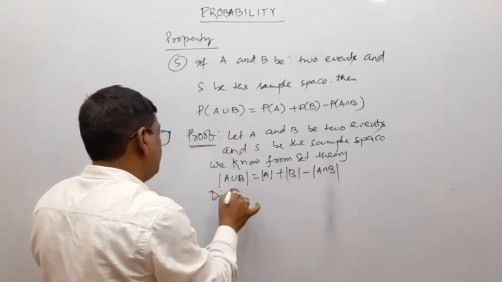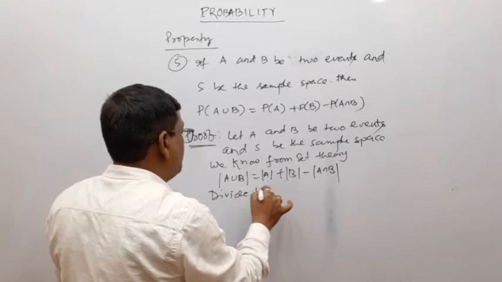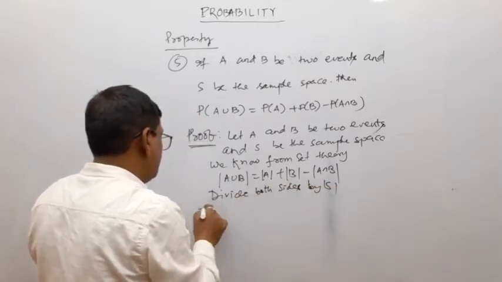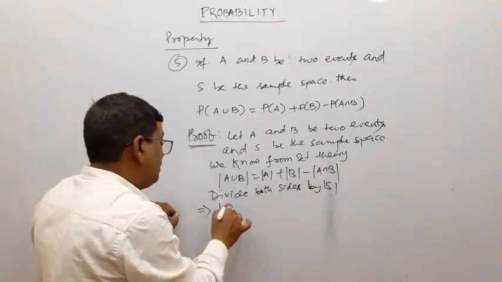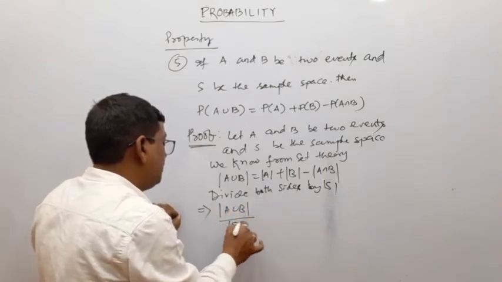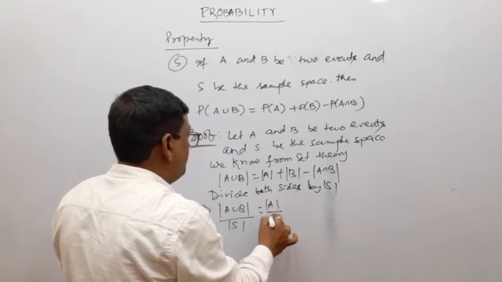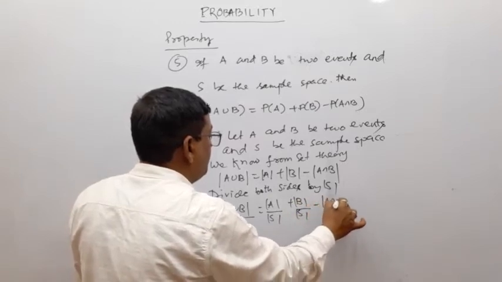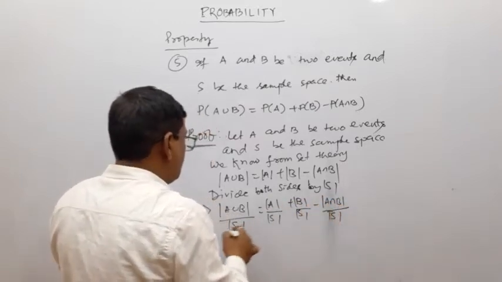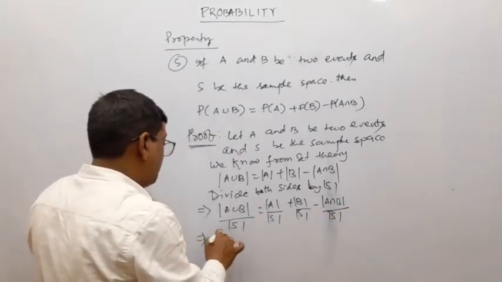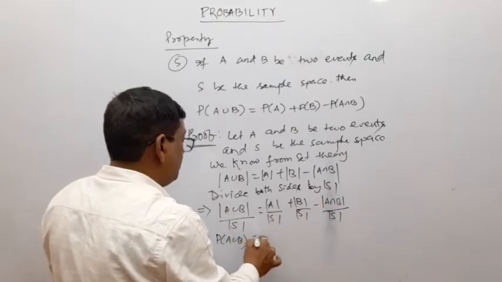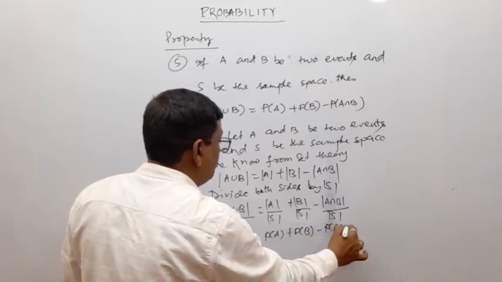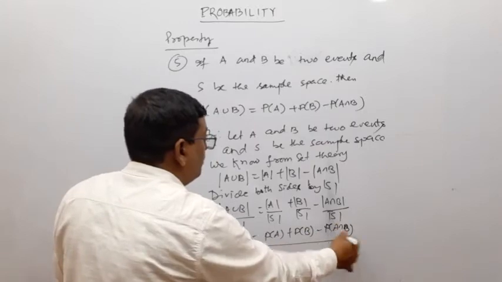Divide both sides by cardinality of S. So this implies cardinality of A union B divided by cardinality S equals cardinality of A divided by cardinality S plus cardinality B divided by cardinality S minus cardinality of A intersection B divided by cardinality S. So this is nothing but probability of A union B equals probability of A plus probability of B minus probability of A intersection B. This is proved.